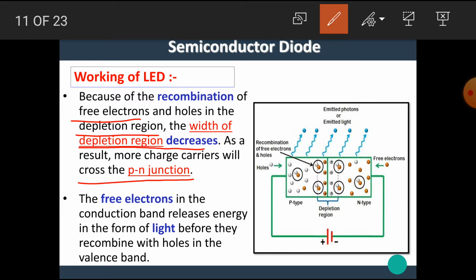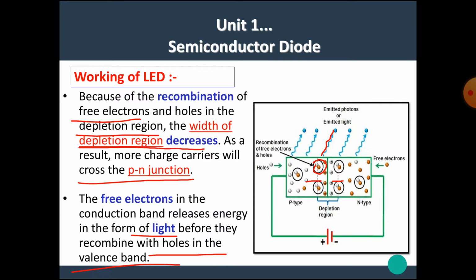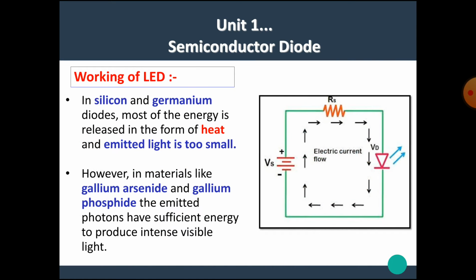The free electrons in the conduction band release energy in the form of light before they recombine with the holes in the valence band. That means when the LED is forward biased, the holes from the P side and the electrons from the N side come across the junction in the depletion region. Here they recombine with each other, and during each recombination a photon or light is emitted by the LED.